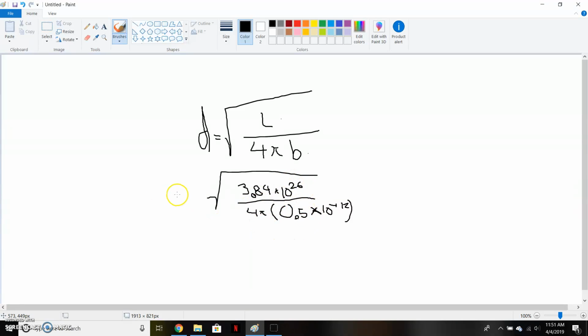And then this will eventually equal 7.8 times 10 to the 18 meters.